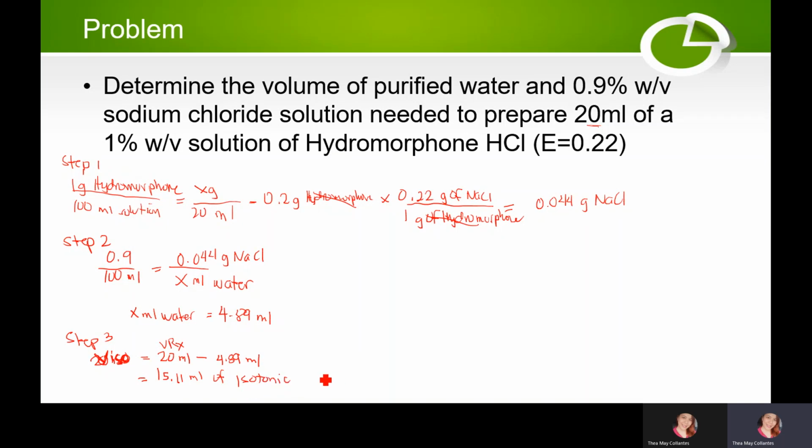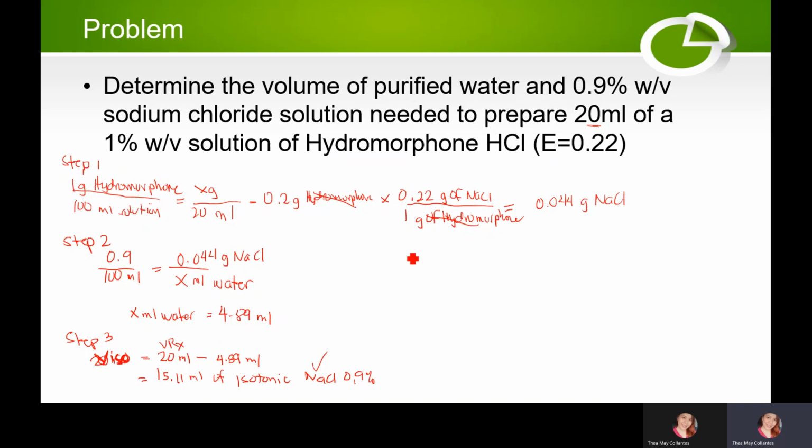So it means, guys, that I need water to dilute my 0.2 grams, which is 4.89 ml. But since they are isotonic already, I don't want to disturb them. So what I will do is just add more of my isotonic solution, usually NaCl 0.9%, which is 15.11 ml, just to reach the 20 ml required. So in here, it's just ratio and proportion again, as you can see. This is the long method.